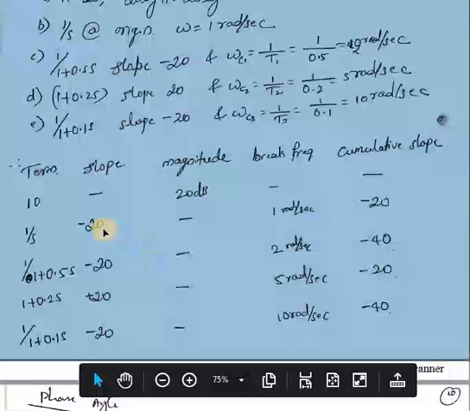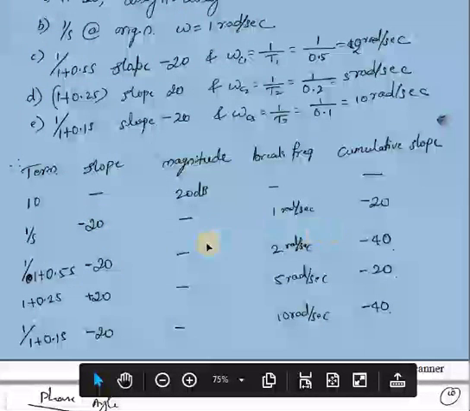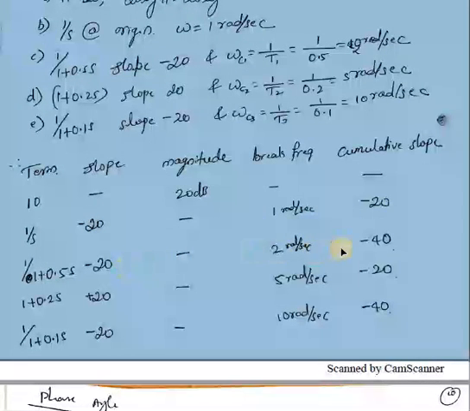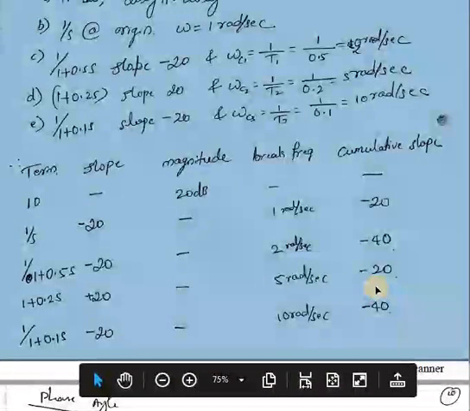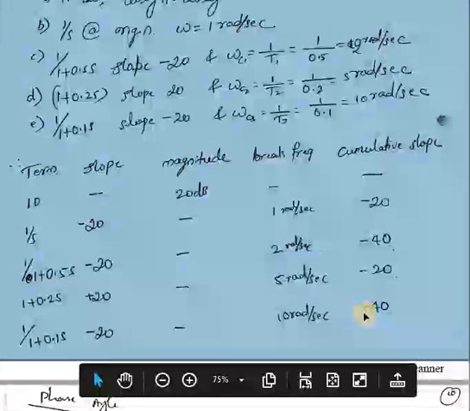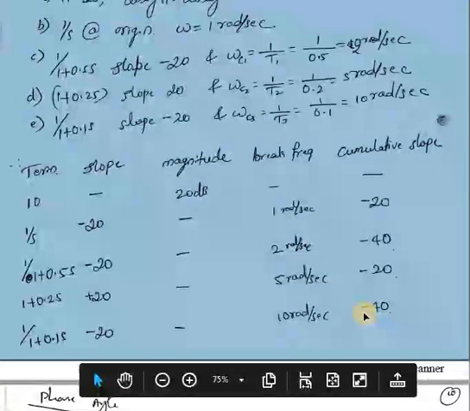Okay. So for that, the cumulative slope will be, first one will be minus 20, and this minus 20 will be minus 40, and minus 40 plus 20 will be minus 20, and minus 20 and minus 20 will be minus 40. So the construction of this table is also important for considering the order of the terms.